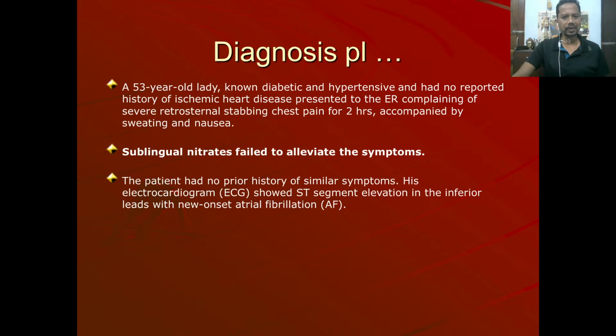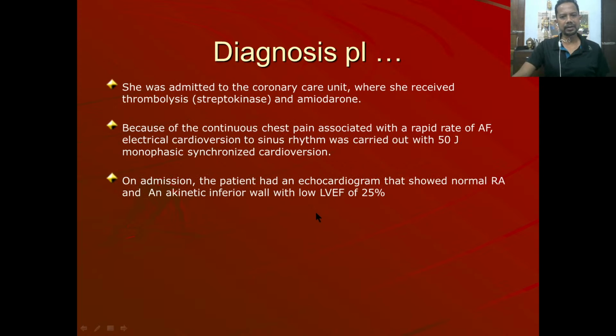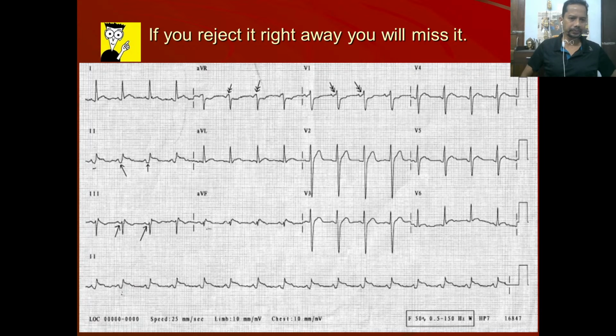So we will talk about atrial fibrillation. This lady had chest pain, and sublingual nitrates did not alleviate the pain. The ECG showed atrial fibrillation and inferior wall changes, and she was admitted, and it did not subside, and she was given cardioversion, and the rhythm became normal, and now this is the ECG. Now you look at it, actually this patient is having atrial MI.